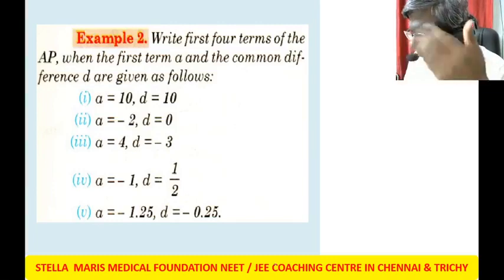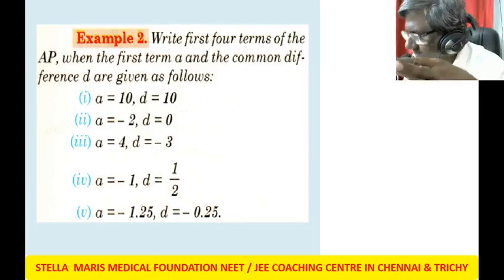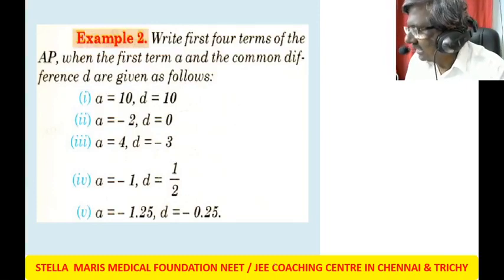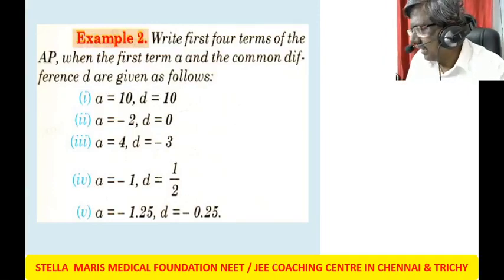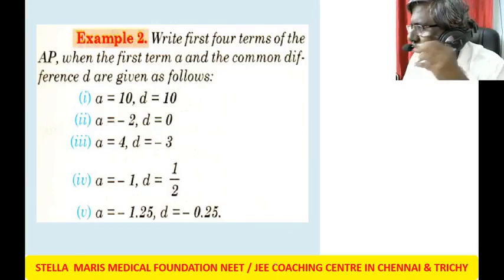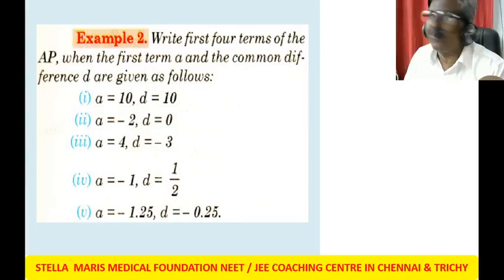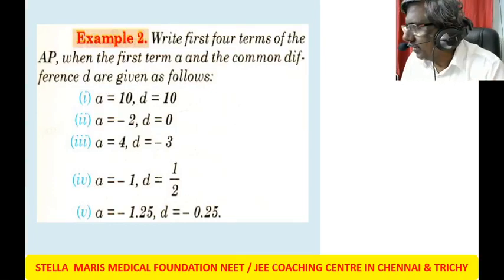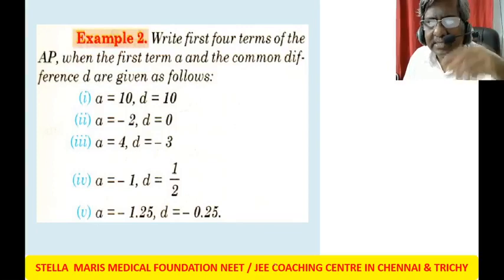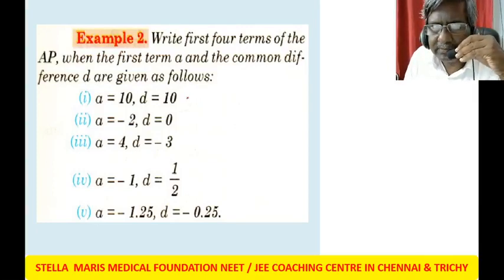You need not worry about the previous problems, even if you do not have a proper idea. These problems will give a clear idea. See what they say: write the first 4 terms of the AP when the first term A and the common difference are given. I'll solve it here itself.